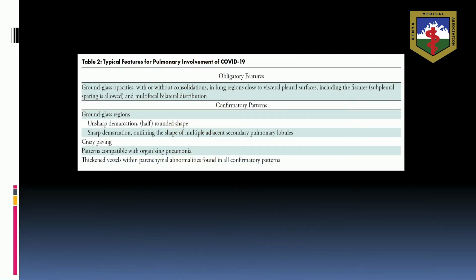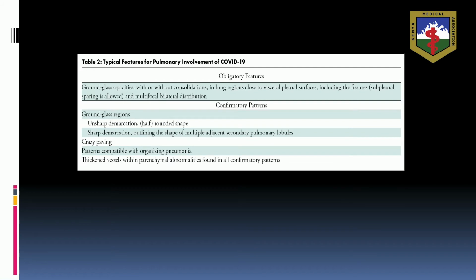All right, so the typical features on CT for pulmonary involvement of COVID-19, obligatory features are ground glass opacities with or without consolidation. And remember, consolidation tends to begin basally within the basal segments of the lower lobes usually, but can also be the basal segments of the upper lobes.